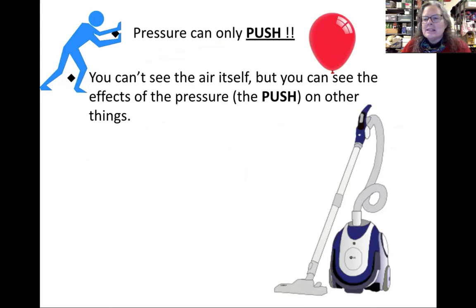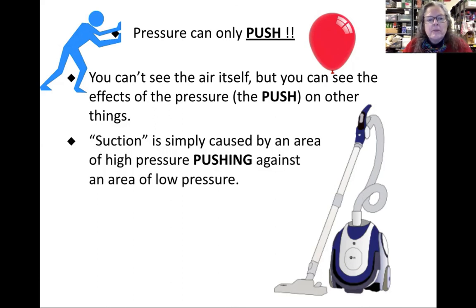Okay, you can't see air itself, right? But you can see the effects of the air on other things in the environment. So you know it's windy because you see the trees are moving around. You might know that there's a greater pressure in the balloon because you can see the balloon expanding. So we can't see the air, so we're using other things to show us what the air is doing and where the push is coming from.